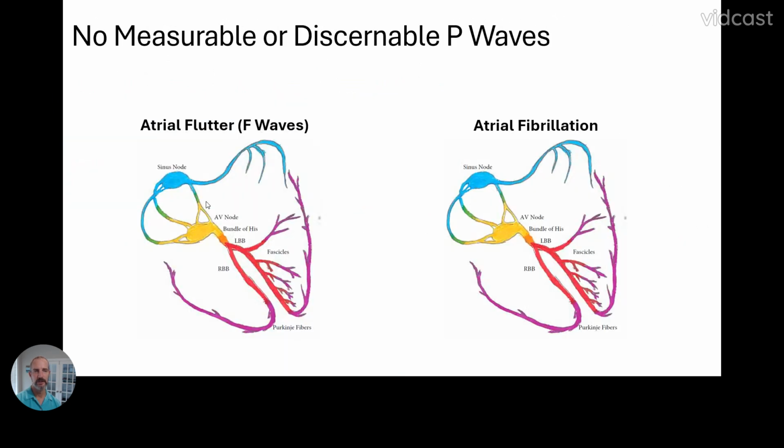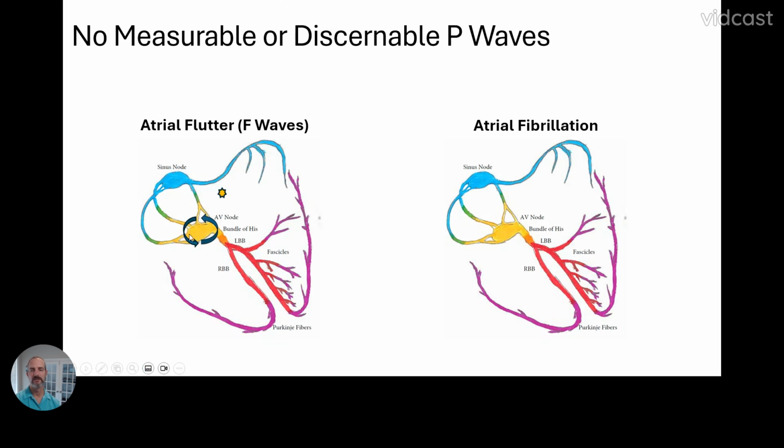All right, so moving on to no measurable or discernible P waves, and the 2 choices that we have here are atrial flutter, sometimes flutter waves are called F waves for short, and then you have atrial fibrillation over there. So let's start with atrial flutter and just understand that you're getting F waves that all look the same. So we're talking about an irritable foci that's coming from one spot in the heart.